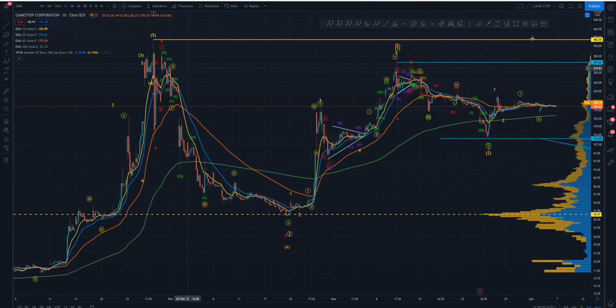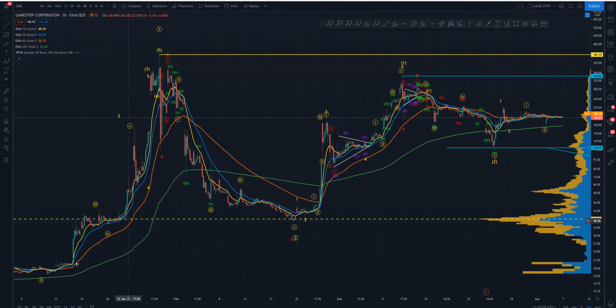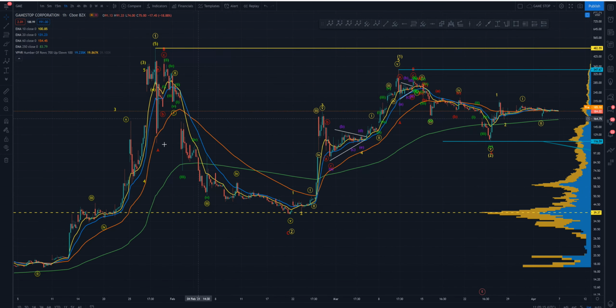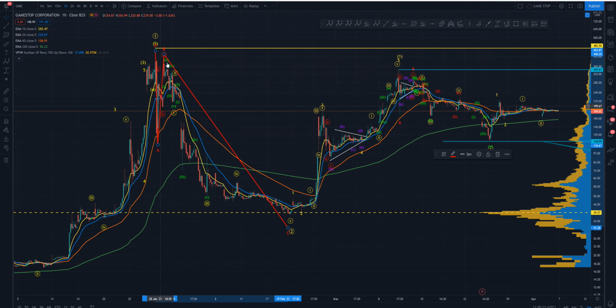So the bullish count assumes that the huge move up, let's just delete that ABC, we don't want that, save the chart. The huge move up to the high on the 28th of January was a wave 1 on primary degree. We're then assuming that we've got a 3 wave move down like this, A, B, C, very funky looking, but it is what it is.